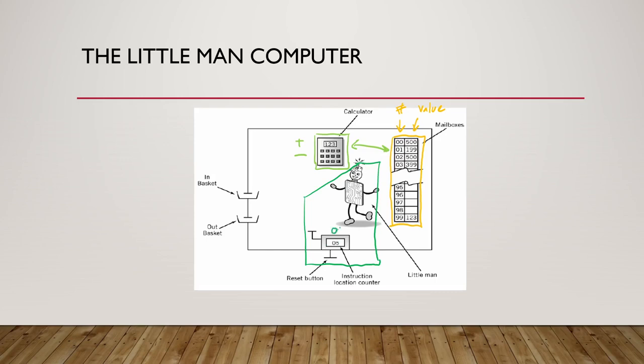So this counter starts at 0, and then after the little man computer has completed the instruction that's in location 0, it just increments by 1. So this here is showing us that the little man computer is somewhere on mailbox 5. That's the value that he's working with next.